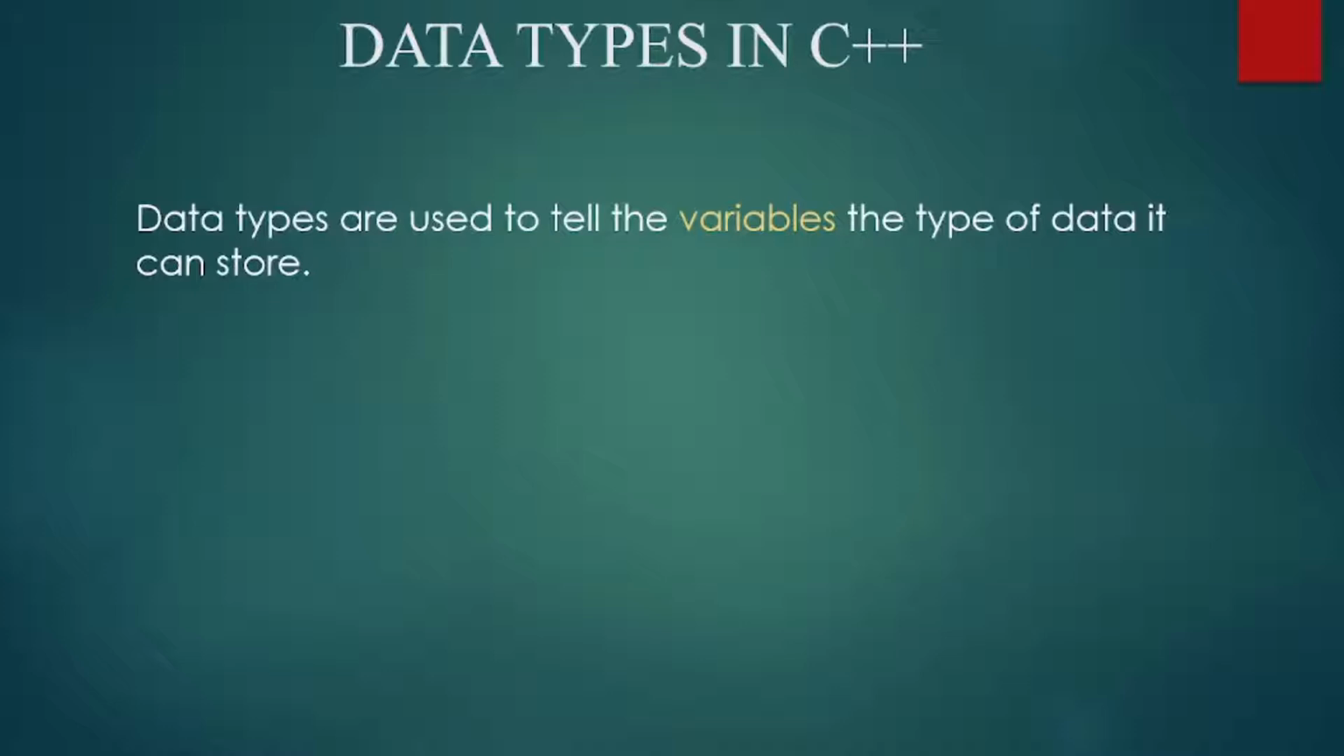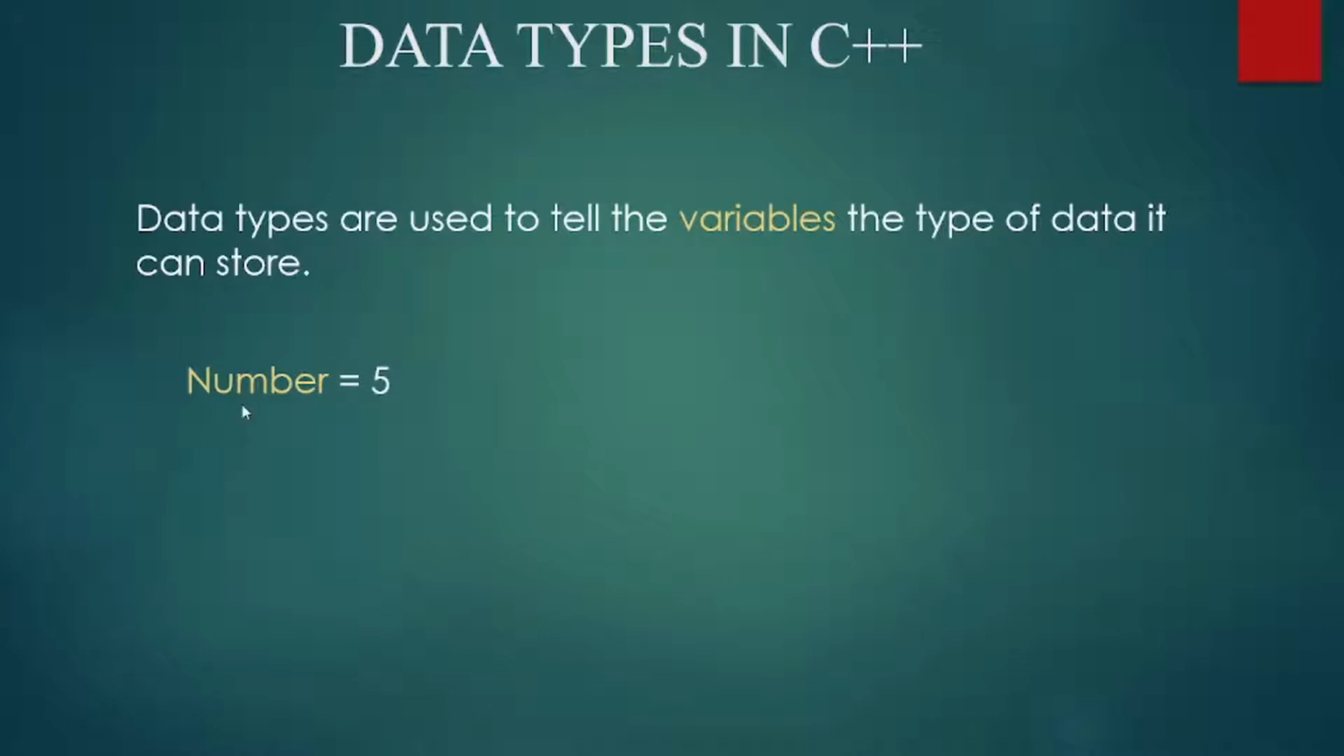So let me give you an example of a variable. Here I have created a variable, and the yellow color is indicating the variable. I have given the name as number, and here I am assigning the value 5 into the variable.